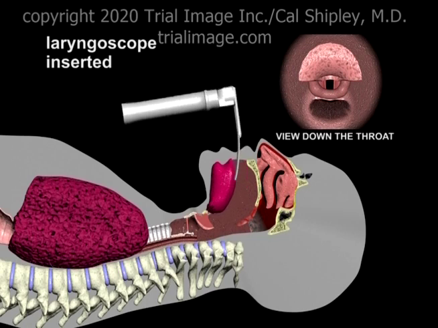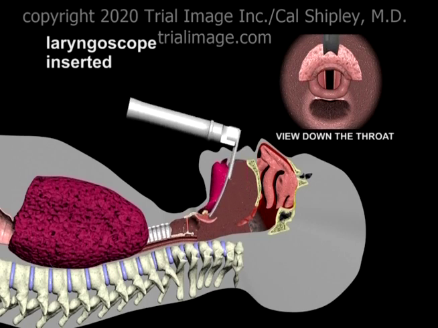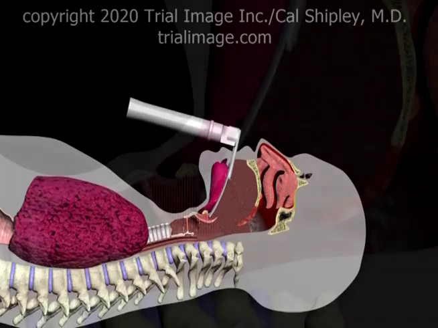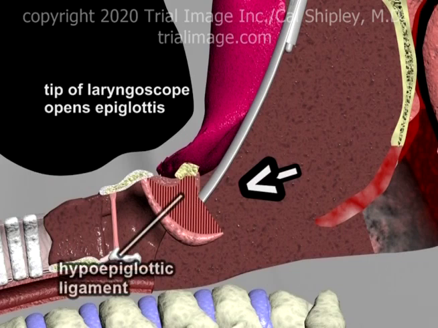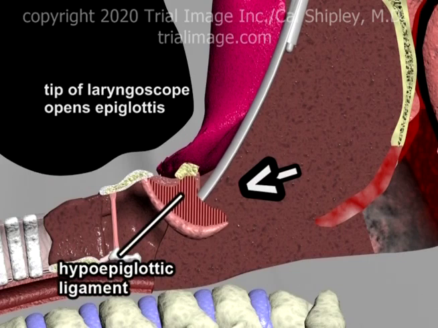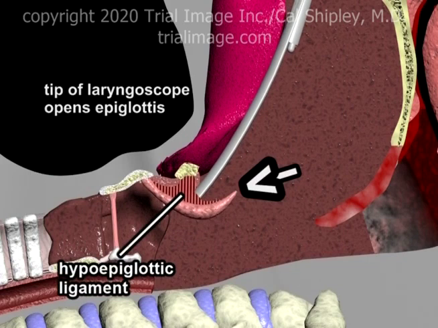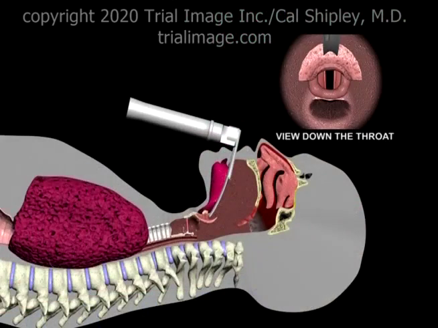It is critical that the blade chosen be of an appropriate shape and size for a given patient, so that the tip of the blade can reach the hypoepiglottic ligament at the base of the epiglottis. When pressure is applied to the ligament as shown here, the epiglottis opens fully.